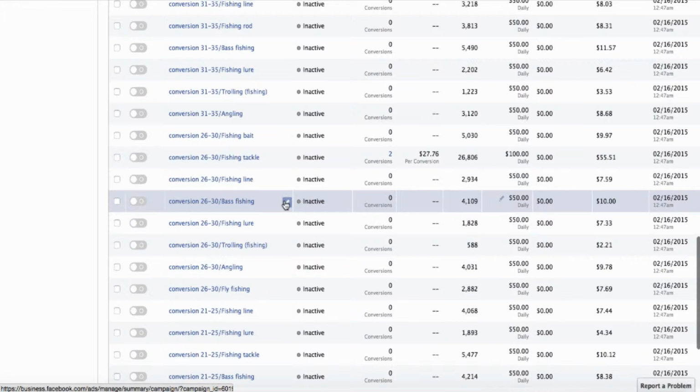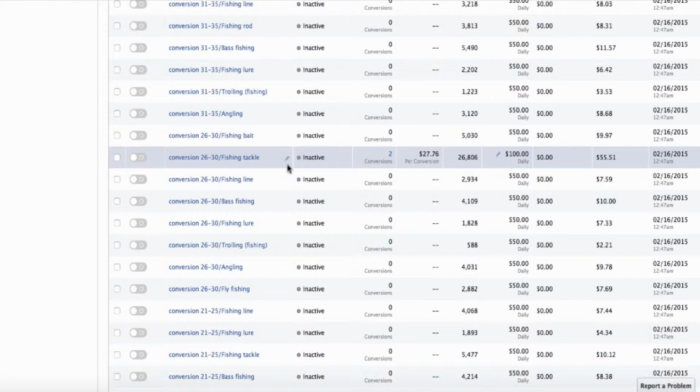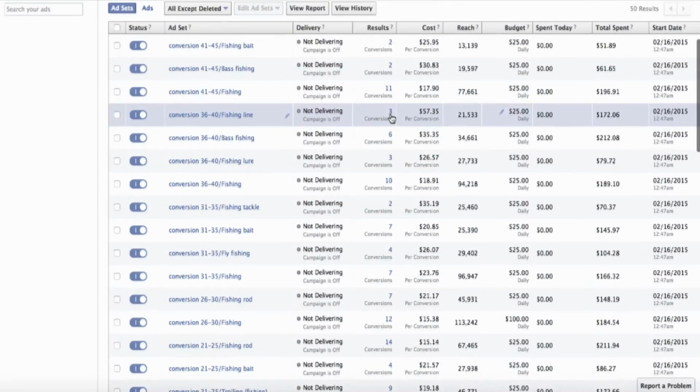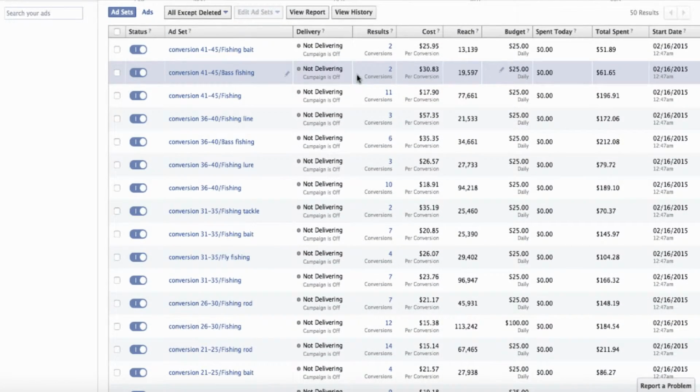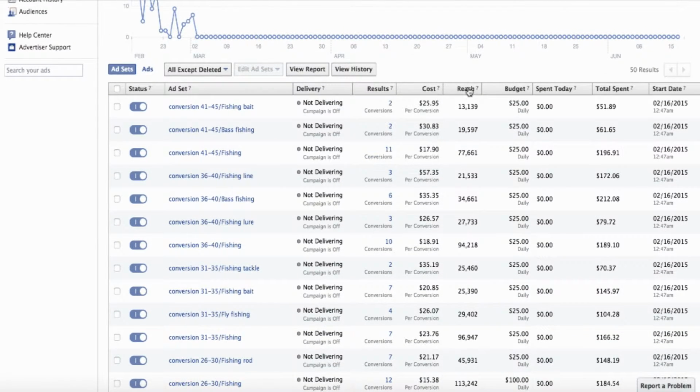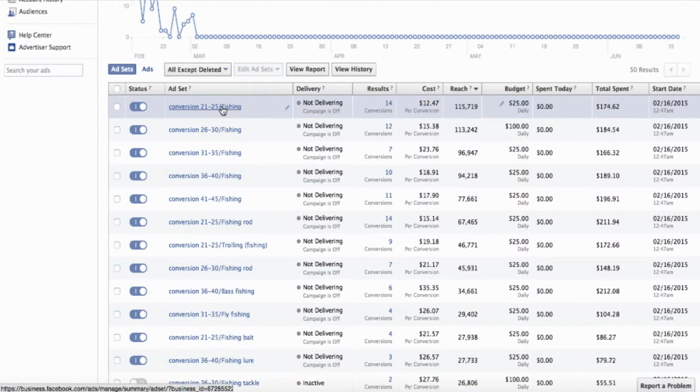And so that's just a word of warning, something that wasted me money and something I don't want to happen to you guys: split test your ages up front in your launch campaign, in your test campaign. Alright, so let's go back here and let's click into some of the top performing ad sets.